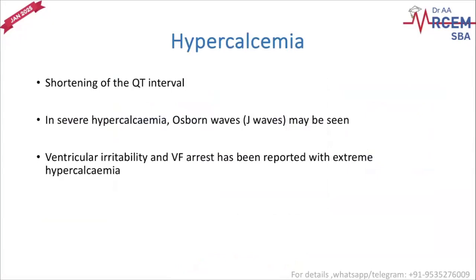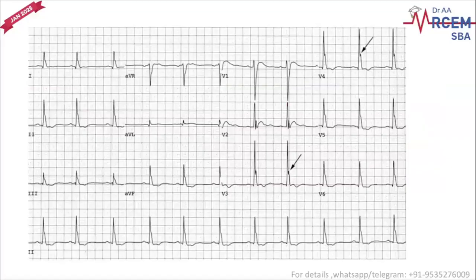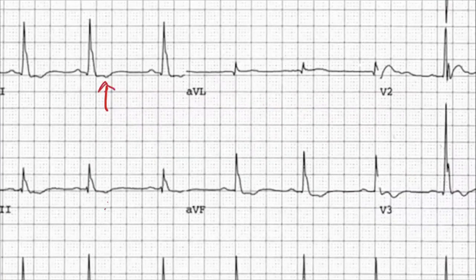Hypercalcemia. In hypercalcemia, I already told you that Osborn waves are seen. Along with it, there is a short QT interval. Only two things that you need to remember: short QT interval and Osborn waves. Are Osborn waves seen here? Yes, there is a notching that is seen. This notch that you are seeing is an Osborn wave. Along with it, the T wave is not very well appreciated, but this is the T wave that you are having here.